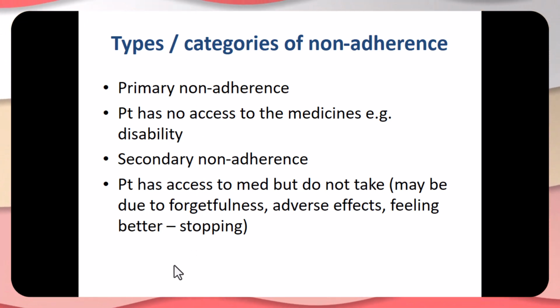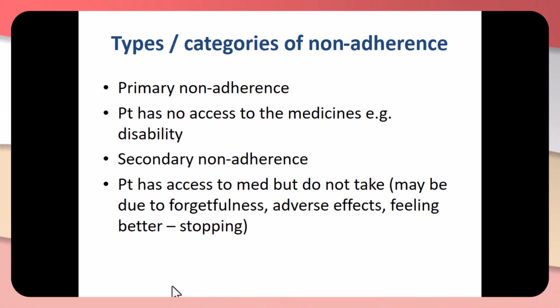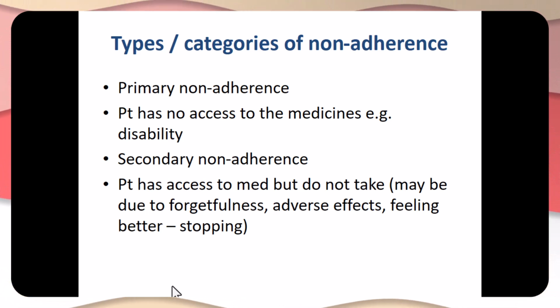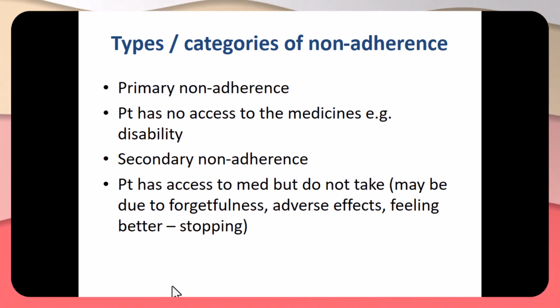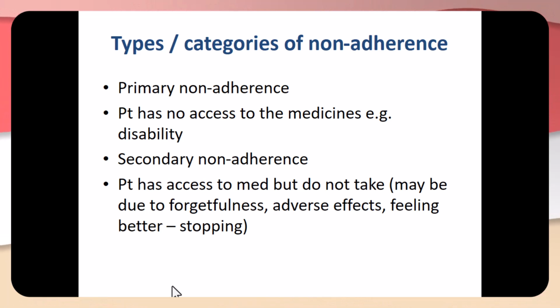So what are some of the types or categories of non-adherence? It can be primary non-adherence, where the patient does not have access to medicines. For example, they are disabled, and maybe your facility has no space for disabled people, because there are some people who cannot climb stairs, and there is no provision for them.